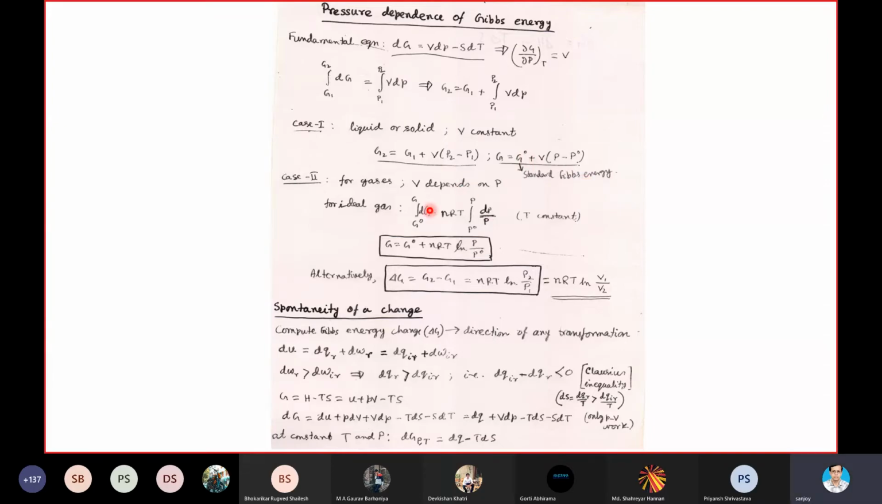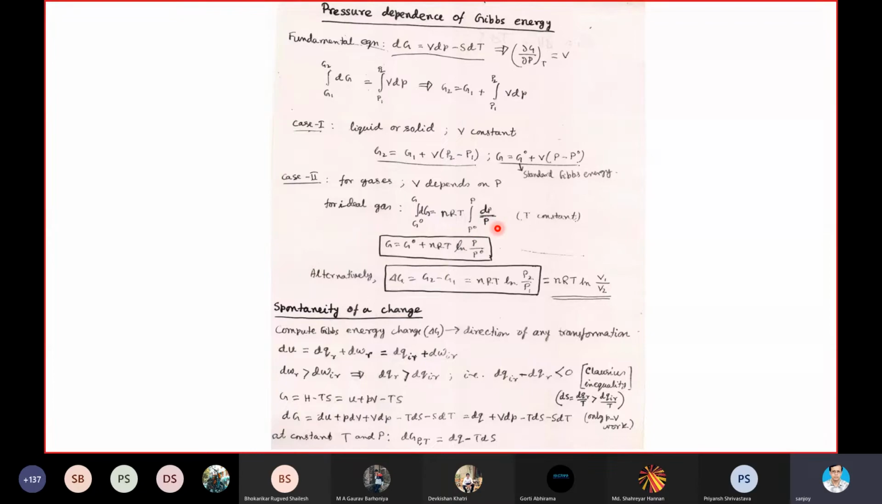Now, if you have a gas or a gaseous substance, this V is no more constant because V depends heavily on pressure. With a slight change in pressure, volume can change significantly. So now you cannot neglect volume. What we do is use the equation of state, so we convert V in terms of pressure. So we'll get this expression.